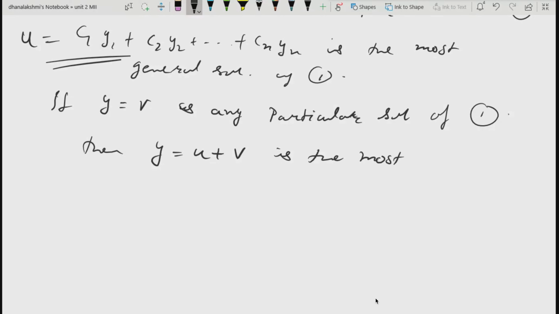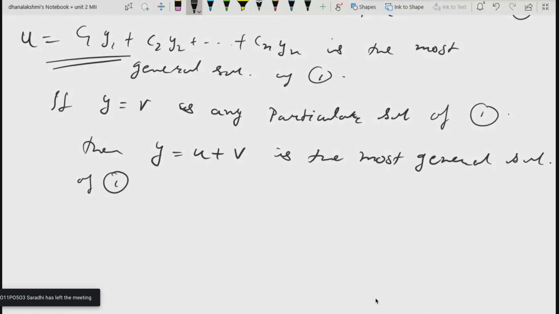Then y is equal to u plus v is the most general solution of 1. So the solution of a linear differential equation with constant coefficients of nth order will have two parts, u and v. Here u is called the complementary function and part v is called the particular integral of 1.